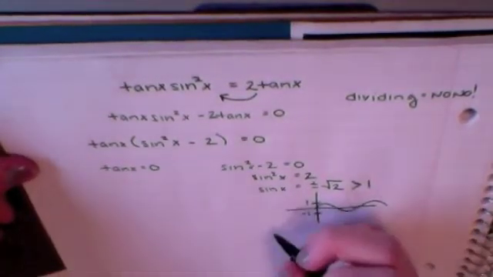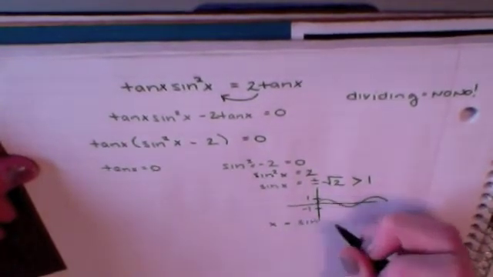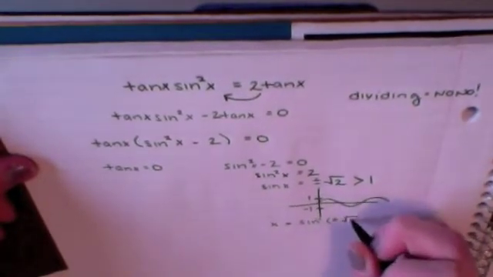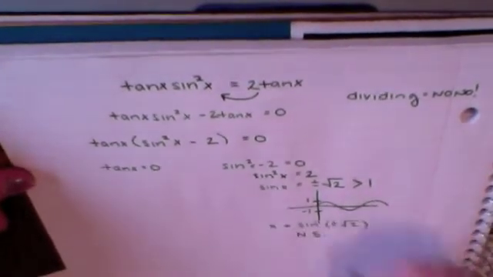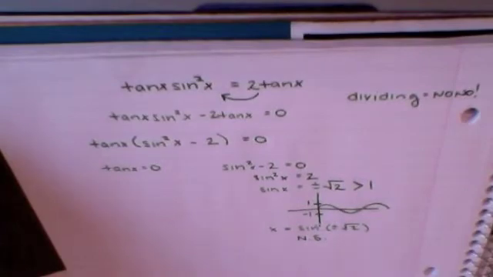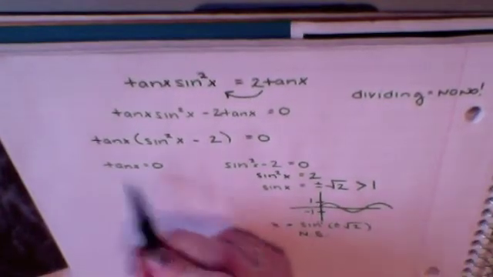If you were to type this into your calculator by getting x by itself and taking sine inverse of plus and minus radical 2, it would come up with an error. This is because there is no solution. This can never happen because sine is bounded between 1 and negative 1. That's why it was very important for us not to divide away our tangent, because it was actually going to produce our only solutions. So we're back to over here.